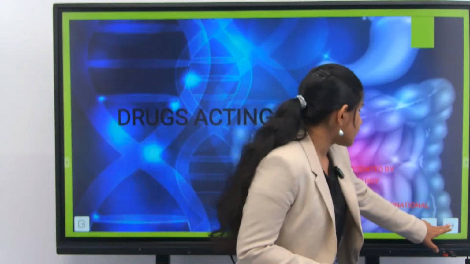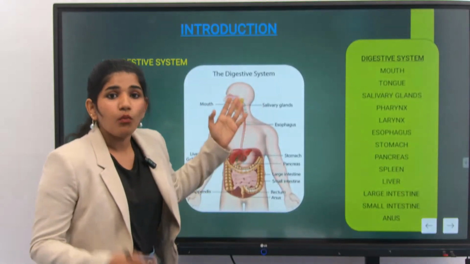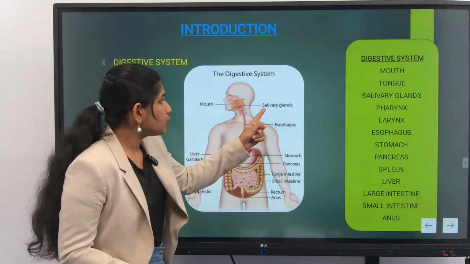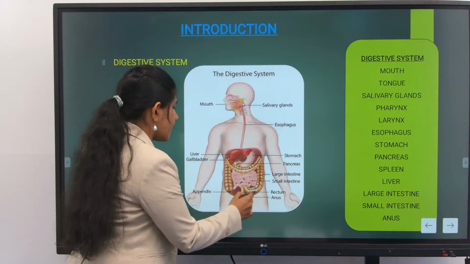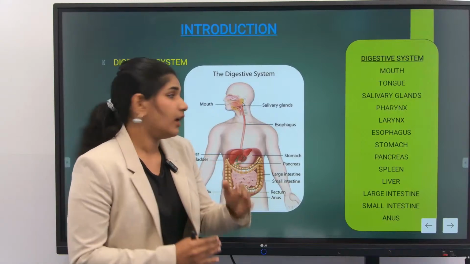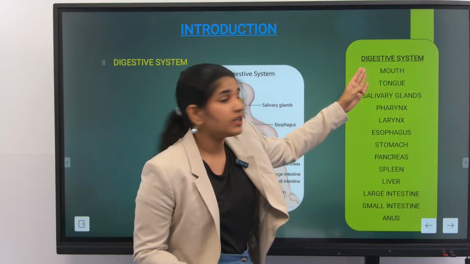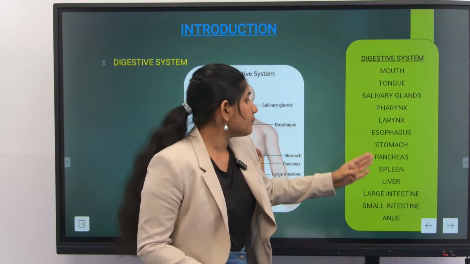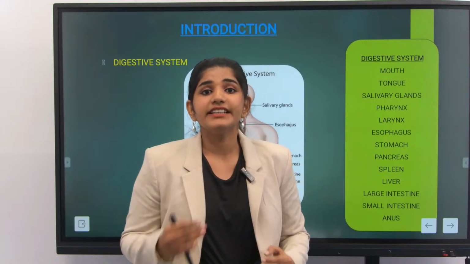Before going to the drugs that act on GIT, it is very necessary to study the basic gastrointestinal system. Here you can see the digestive system and what all it contains. It starts from our mouth, goes to the salivary glands, esophagus, leading to the small intestine, then the large intestine, and then rectum and anus. The parts are mouth, tongue, salivary glands, pharynx, larynx, esophagus, stomach, pancreas, spleen, liver, large intestine, small intestine, and anus.